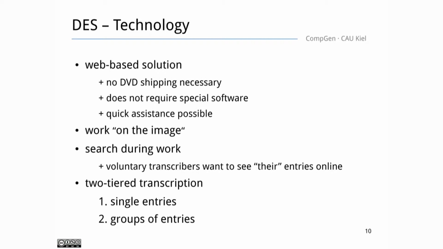Another thing to notice is that we have a two-tiered transcription process. We have the transcription process for single entries. We also have a different tier where we can assign values to a group of entries or a rectangle on the page. You'll see this also.